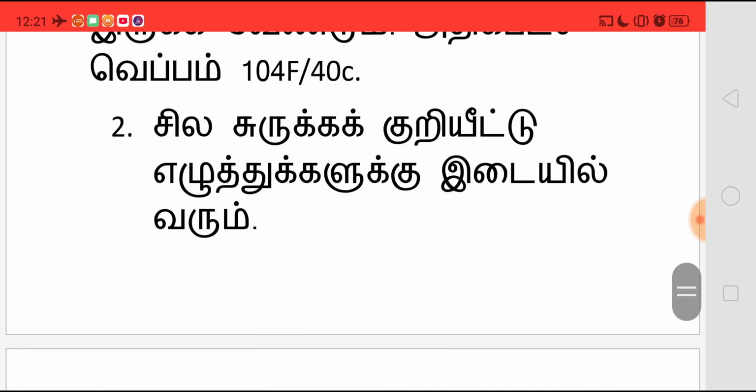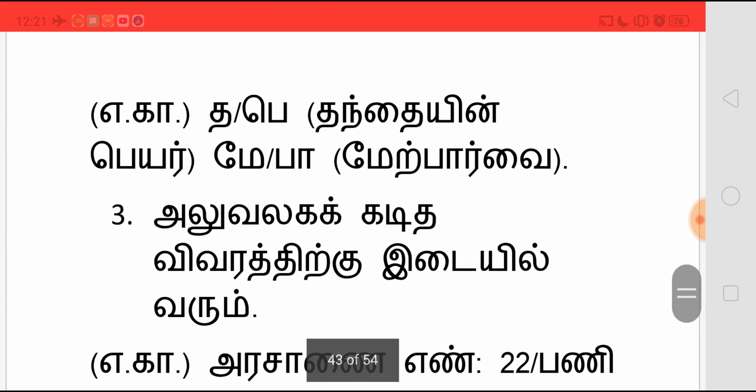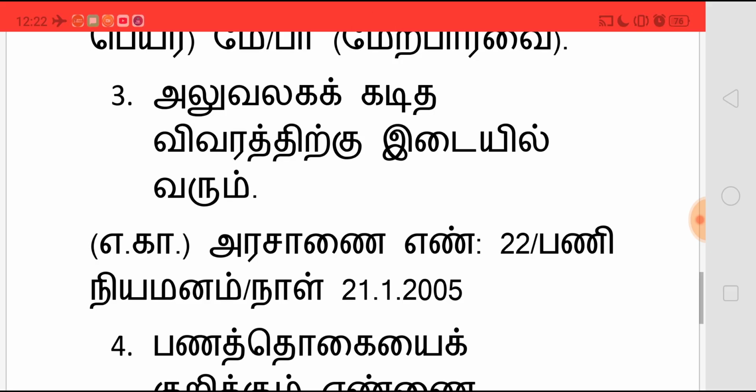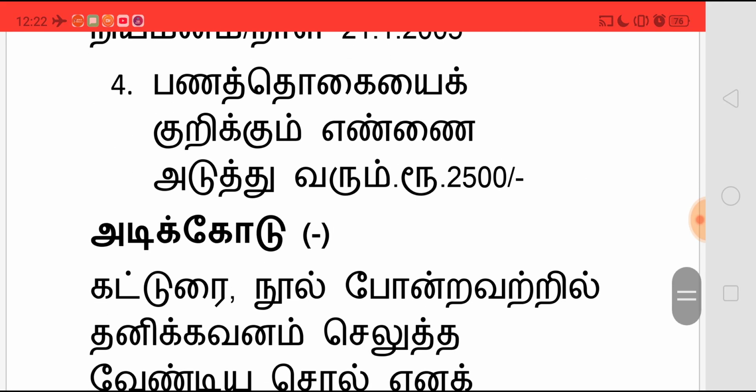And in order to make certain things short and saying that something is coming in between, like instead of writing தந்தையின் பெயர் we write தந்தை/பெ, மேற்பார்வை we write மேல்/பா. And in official letters it will come like அரசாணை எண், நியமன, பணி நியமனம், நாள். And also to inform how much is the amount, like when we write rupees 2500, we'll put the Sai code.